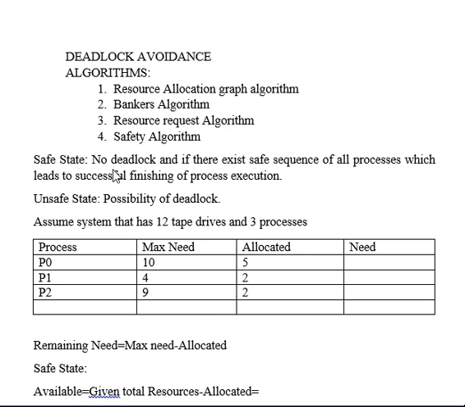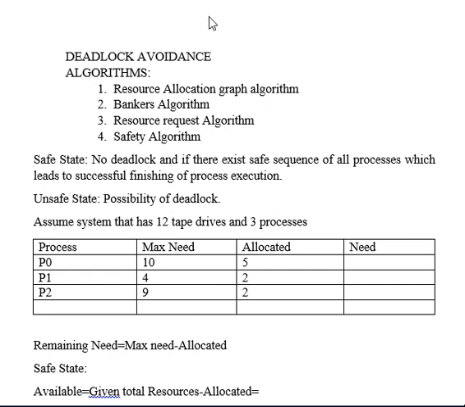When I say a system is in a safe state, that means there is no deadlock. If there exists a safe sequence of processes which leads to successful finishing of process execution, then we call that system as in a safe state. And what is an unsafe state? Obviously it is a possibility of deadlock. If the system has a possibility of deadlock, then the system is in an unsafe state.